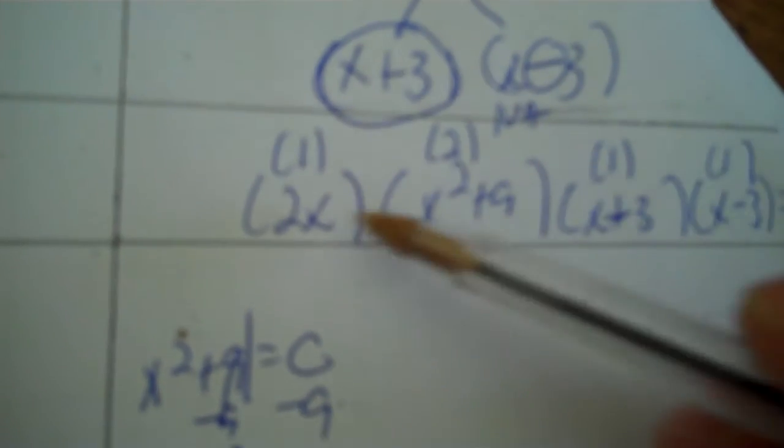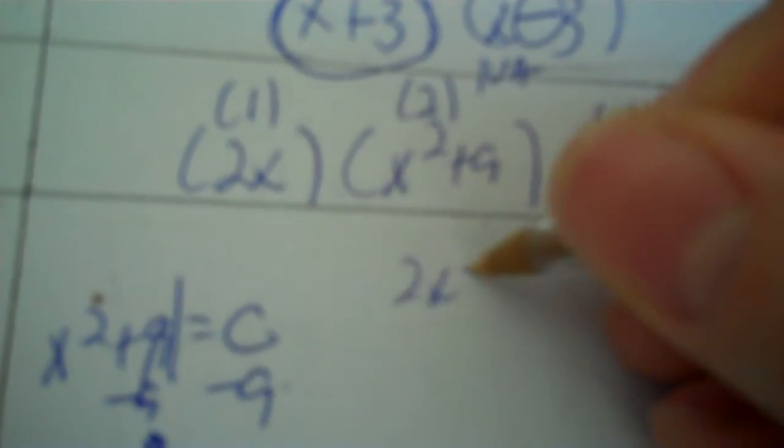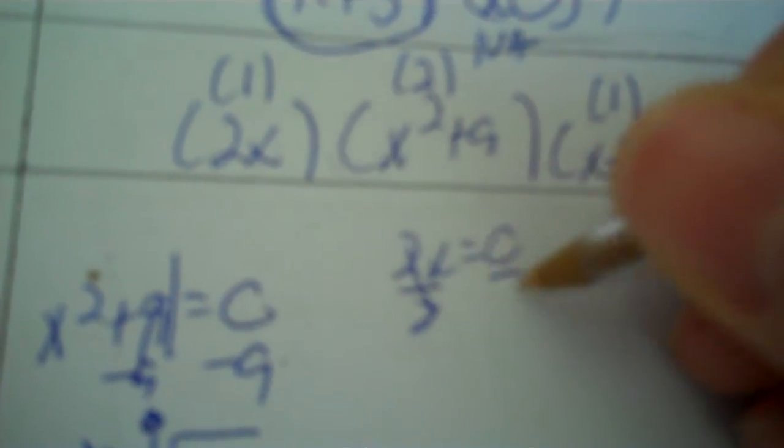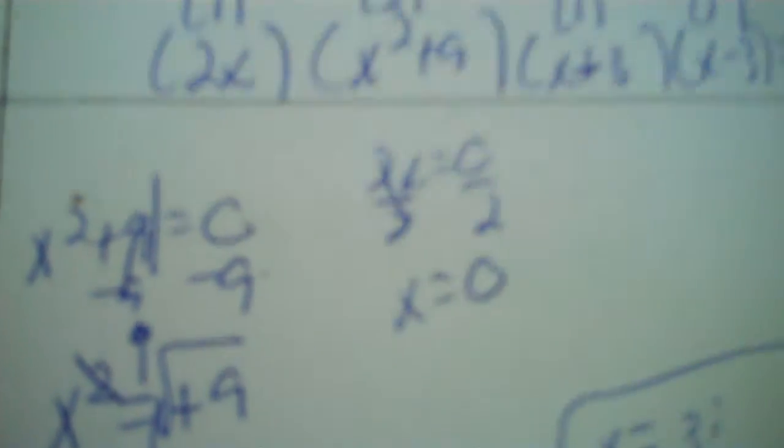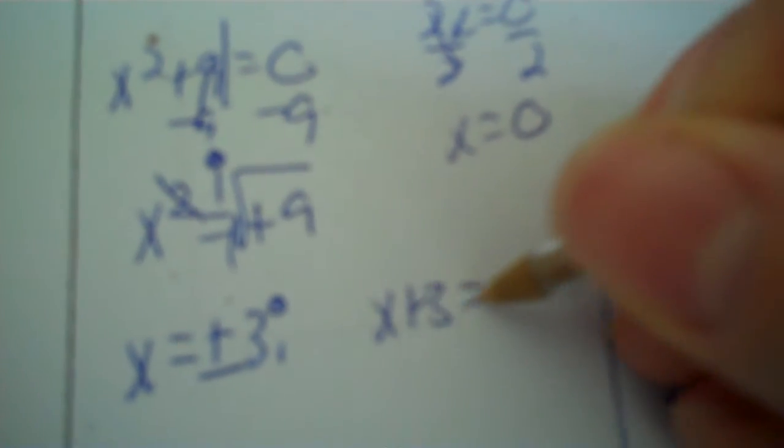Then let's do these other ones with 1. So 2x equals 0. We just divide by 2 and we get 0. x plus 3 equals 0. You subtract 3, you get negative 3. x minus 3 equals 0. You add 3 and you get positive 3.